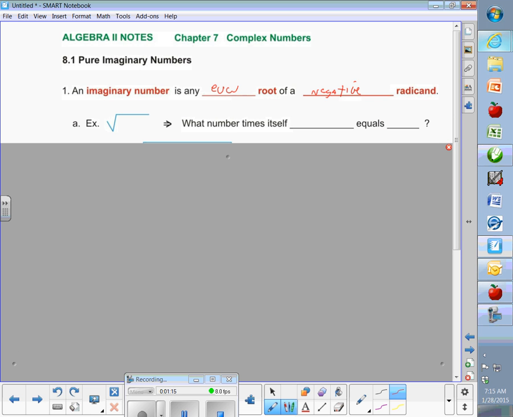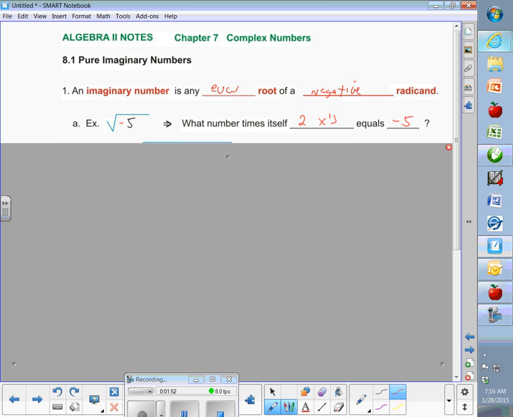So for example, you can see here we've got a square root. There's no index indicated. So I have a square root. I'm going to take my red here and put a red negative, and I'm going to take my black and stick in a black 5. So we've got the square root of negative 5. So we have an even root of a negative radicand. And remember, what does square root tell you? The operation is what number times itself 2 times equals, in this case, negative 5? What number times itself 2 times equals negative 5?